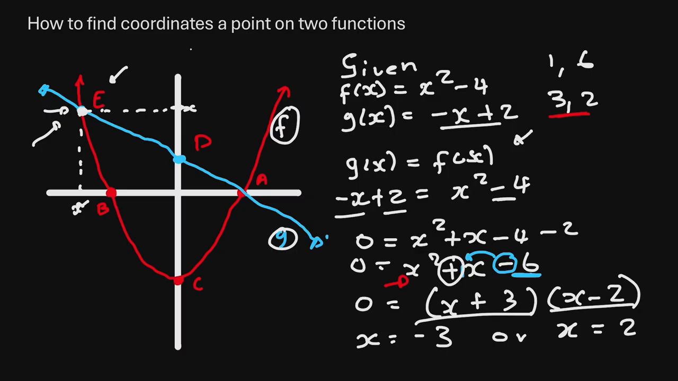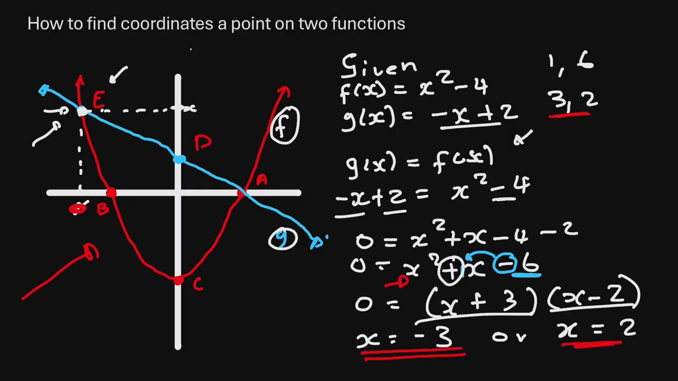But if we look at our graph here, we'll have to analyze which value is correct. So we can clearly see the point E is on the negative side. That means this point E here must have a negative x value. So we can conclude this is the solution for the x coordinate of E. Okay, so this one here is not the solution.